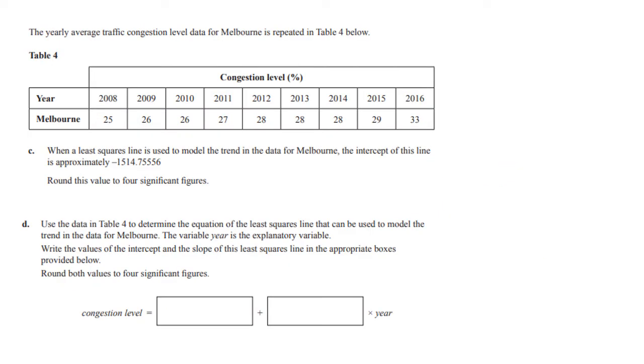Okay, so now we've got this least squares line to model the trend in the data for Melbourne, and they've given us that data again here, and they're given the intercept of this line is this, and it says round this to 4 significant figures. So it's minus 1515, because 1514, that's 4 significant figures, but we look over here and we ignore the rest of this bit and we say the 7 means the 4 goes up to 5. So it's a bit like rounding. Most people got that wrong because they went for 4 decimal places. Oh dear, embarrassing.